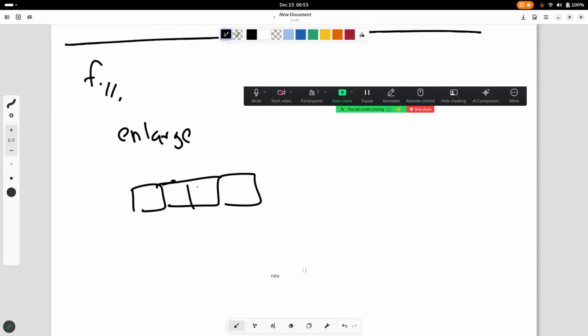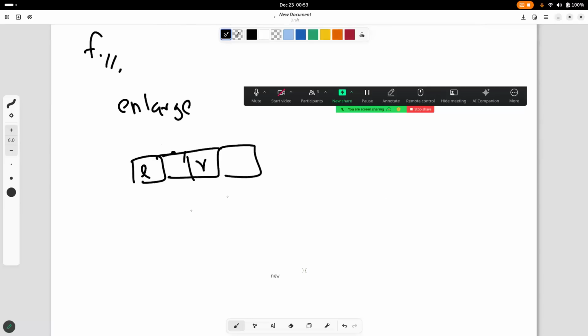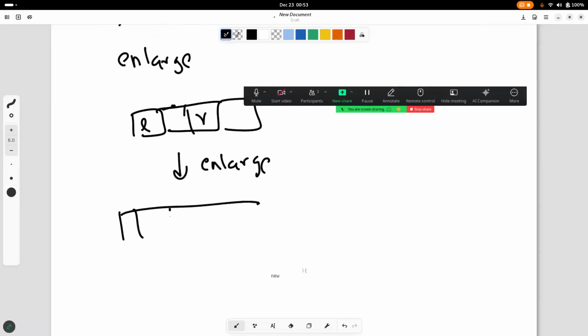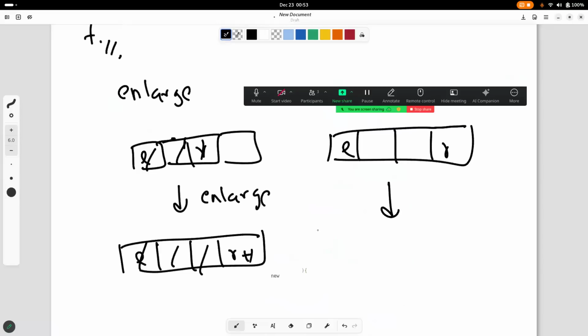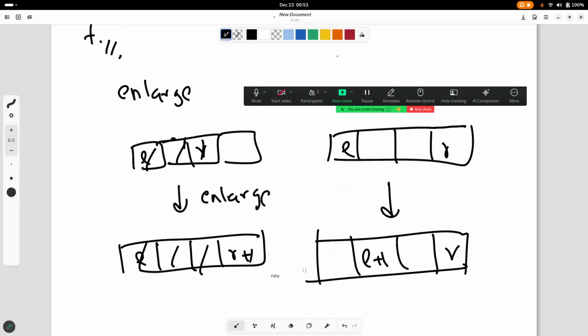This is our field. Initially, say the snake was from L to R. After an enlarge, our snake would lie from L to R plus 1. This would be our new snake, and this was our old snake. Similarly, shrink would be: if our snake lay from L to R, then this would go from L plus 1 to R. So this was our previous snake, this was our new snake, and this is the shrink operation.